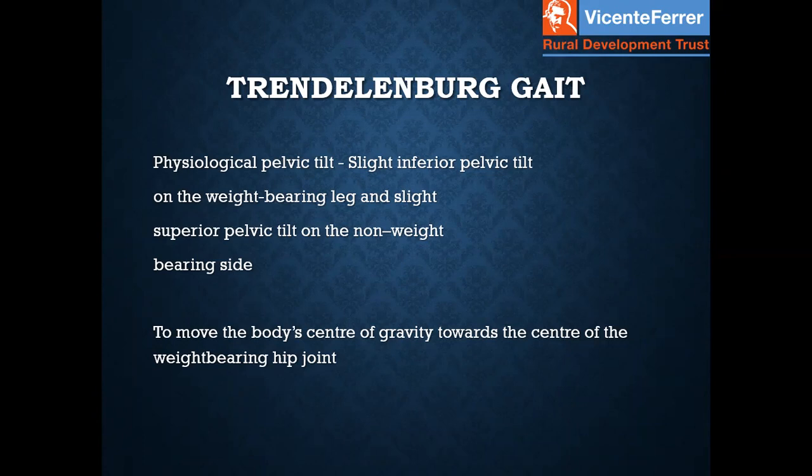So if the weight bearing leg has weak abductors, it doesn't help in pelvic tilt as we are expecting. On the opposite side there should be some superior pelvic tilt, but instead, due to weak abductors on the weight bearing limb, the pelvis will be tilting downward. To compensate the downward pelvic tilt on the non-weight bearing leg, the patient will be swaying towards the weight bearing leg. Is it clear? We'll see one example with the video.